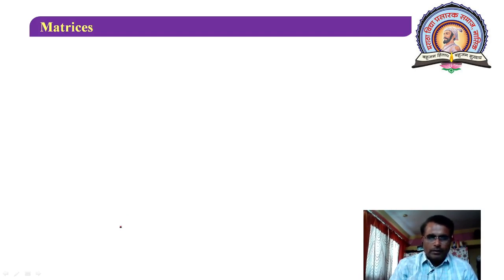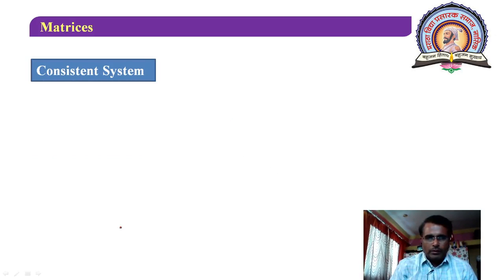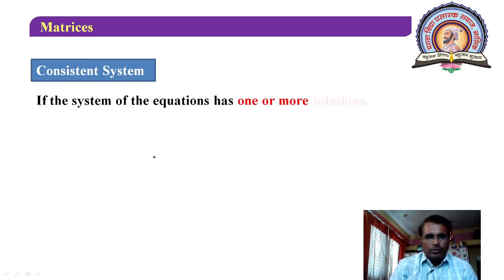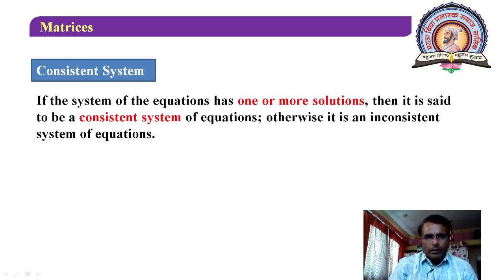So let us see which type of solutions exist. A system may have a solution, or a system may not have a solution, or a system may have infinitely many solutions. There are three possibilities. And what does a consistent system mean? If a system of equations has one or more solutions, then it is said to be consistent. Otherwise it is said to be an inconsistent system.